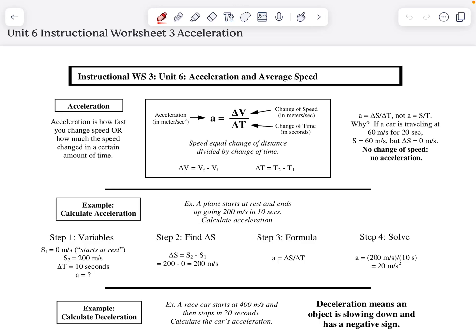Hi, everybody. We are going to be working on instructional worksheet number 3 for Unit 6. In this problem, we'll be talking about acceleration and average speed. So we're dealing with acceleration, average speed.